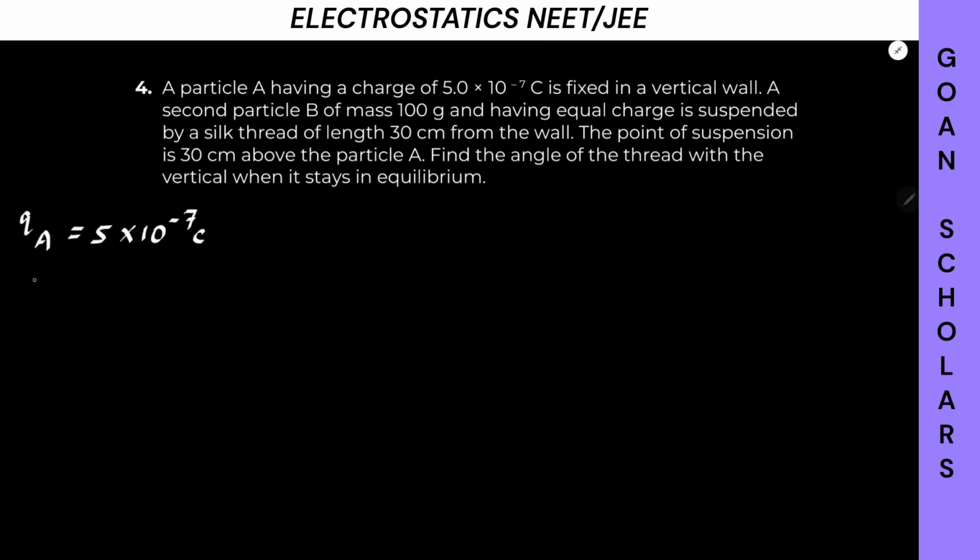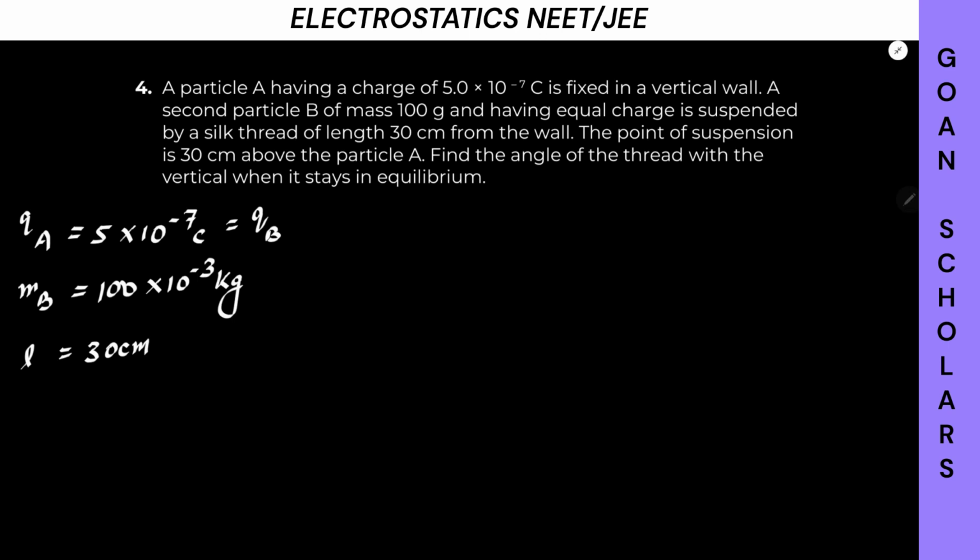A second particle B of mass. So the mass of particle B is given here as 100 grams. Let me convert it here to 10 to the power minus 1 kg. Having equal charge. Equal charge means QB and QA, so I am just writing here that it is equal to QB, correct? It is suspended by a silk thread of length. The length of the thread is 30 centimeter.